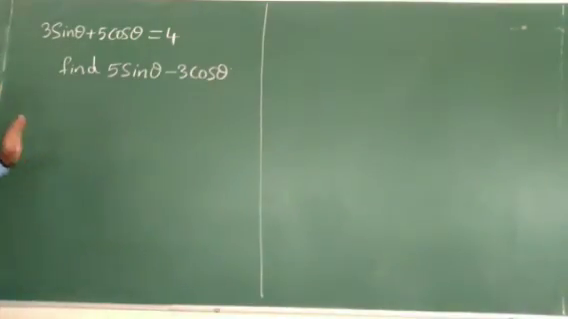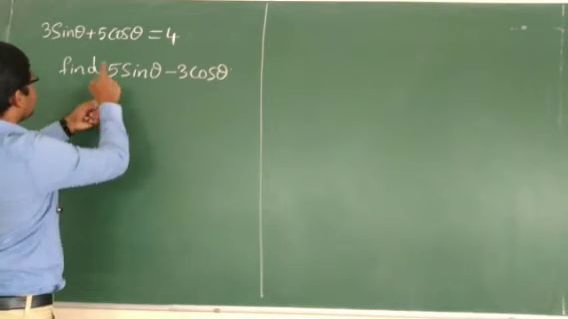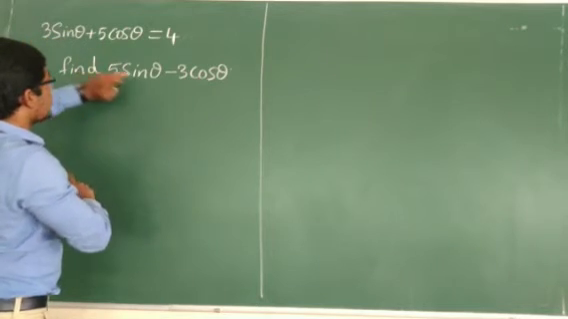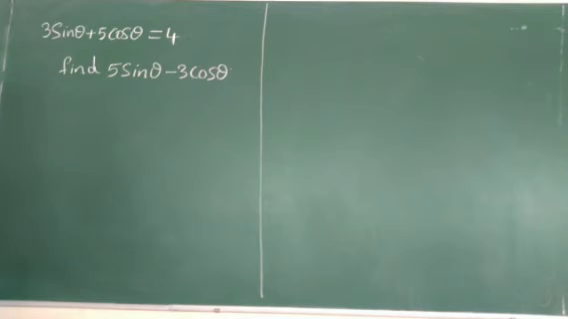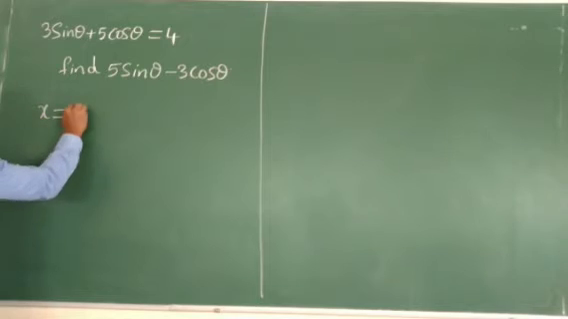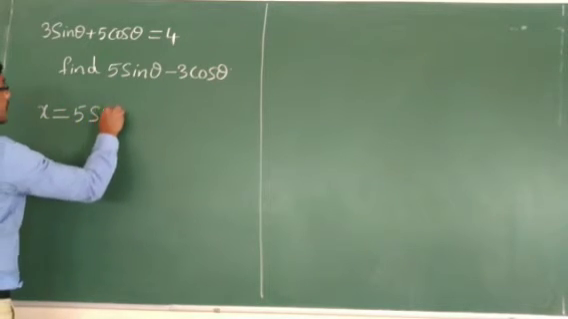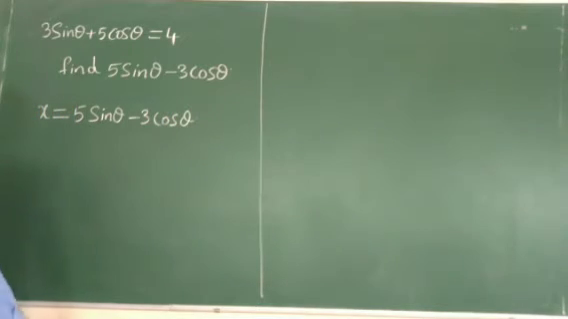So what we need to do when you get these type of problems where the coefficients are interchanged. Here you can see 3 for sin theta, but here it is 3 for cos theta. So when it is interchanged like that, it is very important. So what we need to do is, let this value be x. X equal to 5 sin theta minus 3 cos theta.